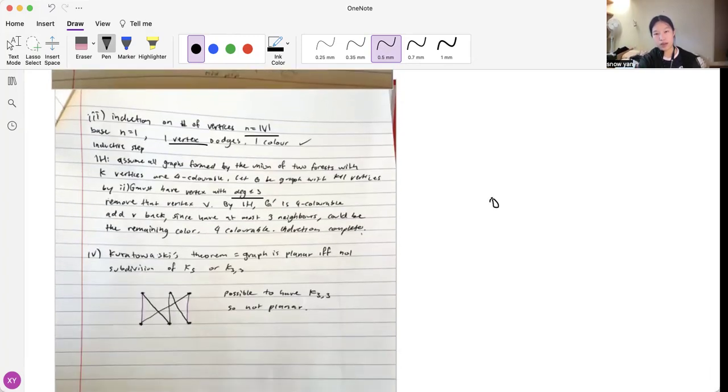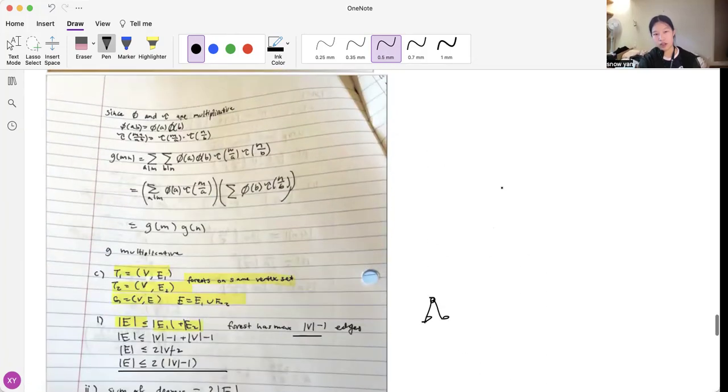So basically the idea is that we know there must exist a vertex that is connected to at most 3 things. So if those 3 neighbors have different colors, I still have a 4th option. That's why it's valid when I add it back. It's just classic induction.